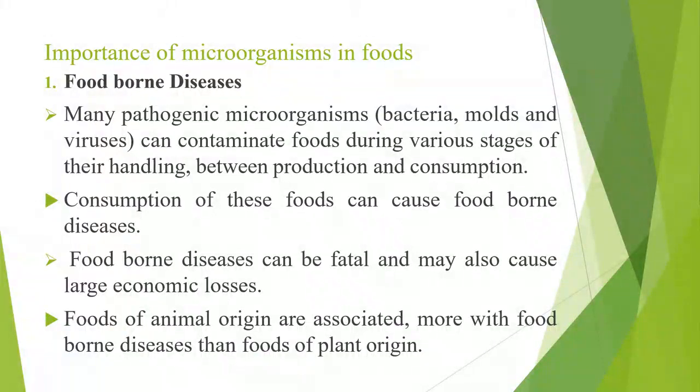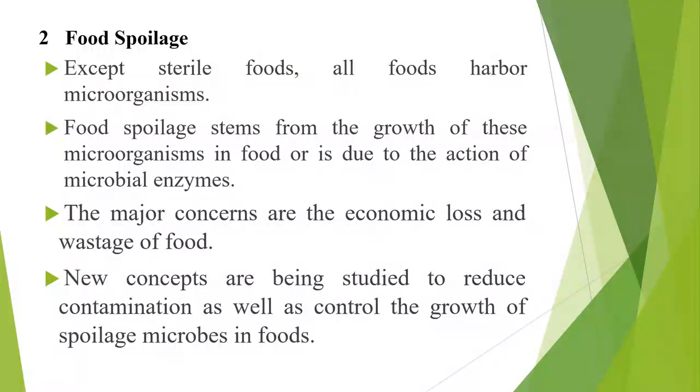Consumption of this microbially contaminated food will lead to foodborne diseases. Some of these foodborne diseases are fatal and sometimes lead to death, and may also lead to large economic losses. The spoilage by microorganisms leads to the wastage of food items and thereby large economic losses. Usually, food of animal origin is more associated with foodborne diseases as compared to food of plant origin. Next one is food spoilage.